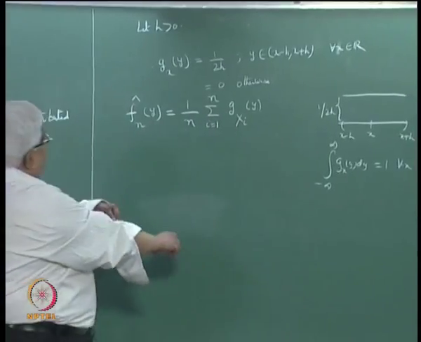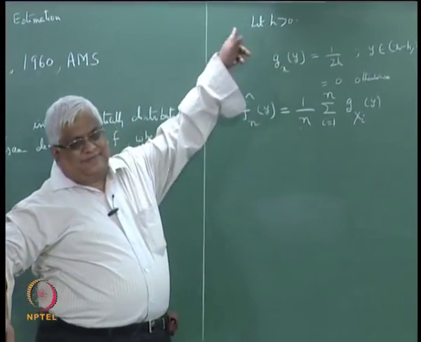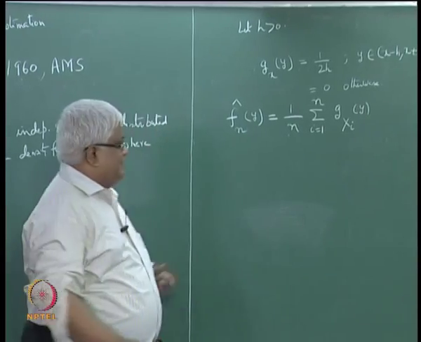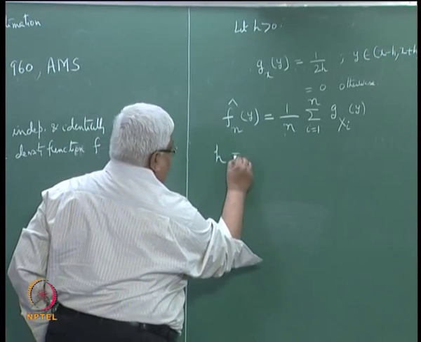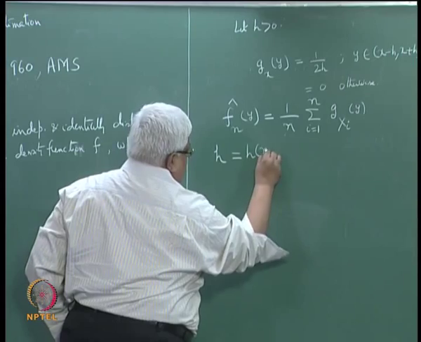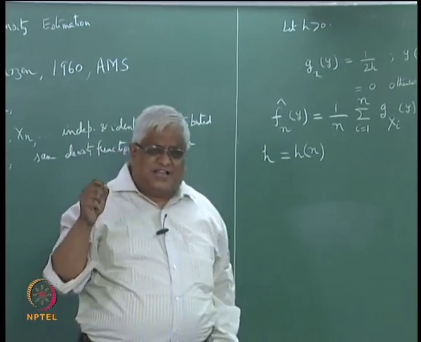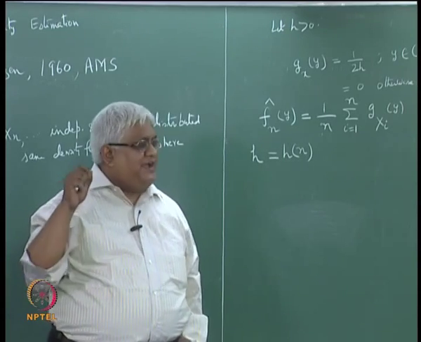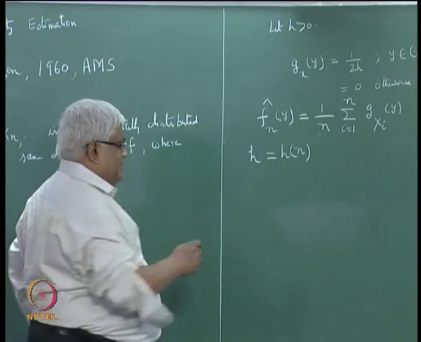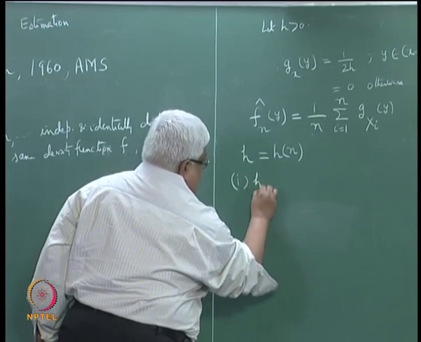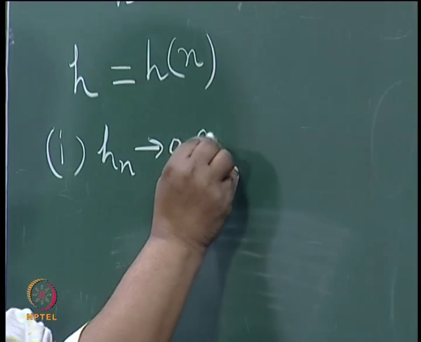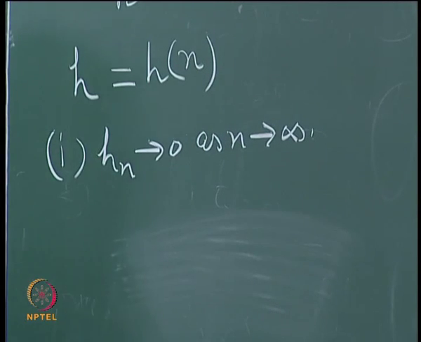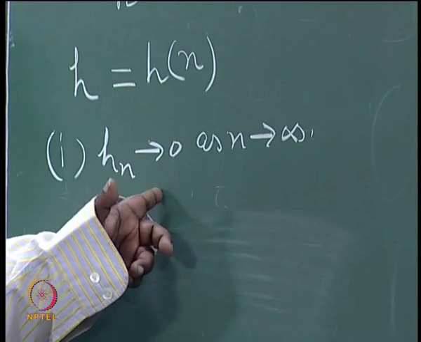The first condition is regarding this H. H needs to be a function of n. So, let me just write it as Hn. n is the number of points. Now, as the number of points n goes to infinity, Hn should go towards 0. That is the first condition. As n goes towards infinity, Hn goes towards 0.